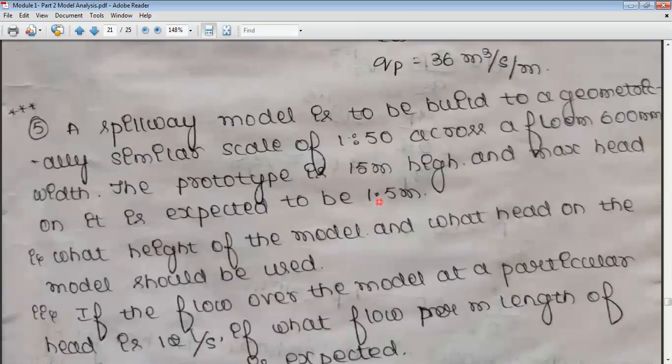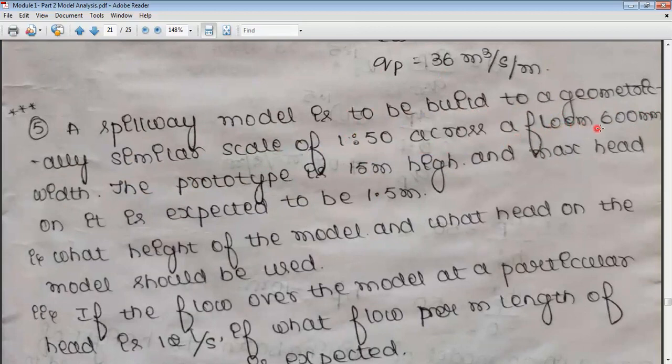Next, a spillway model is to be built to a geometrically similar scale of 1:50 across a flume of 600 mm width. The prototype is 15 meter high and the maximum head on it is expected to be 1.5 meter. These are the details. A spillway model is to be built to a geometrically similar scale of 1:50. By observing this, you can say LR is equal to 50.